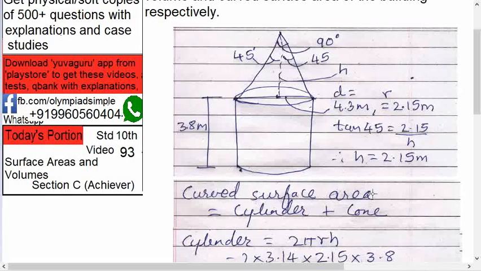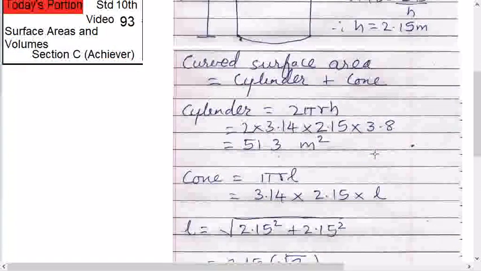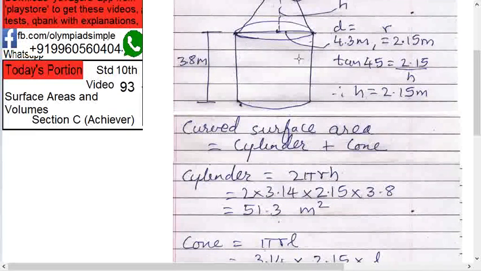So curved surface area of the building is again cylinder plus cone. So curved surface area of the cylinder is 2 pi r h. Right? Why? Because cylinder means this. Curved means this; 2 pi r is a circle, the circumference of the circle. And h means you take the circumference above. So the formula for curved surface area of cylinder is 2 pi r h or pi d h also.